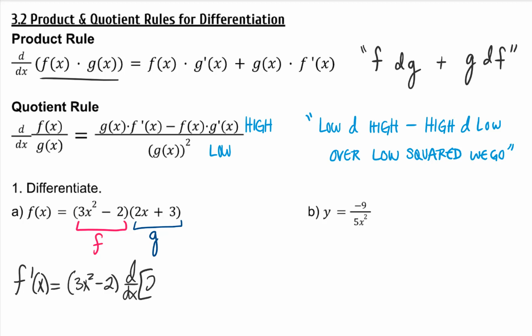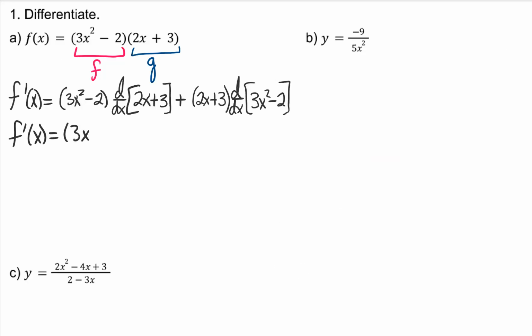I'll leave that for my next step, plus g df. The derivative of 2x plus 3 is 2. The derivative of 3x squared minus 2 is 6x.